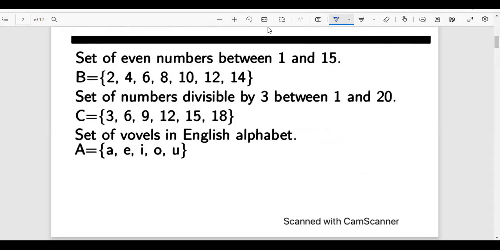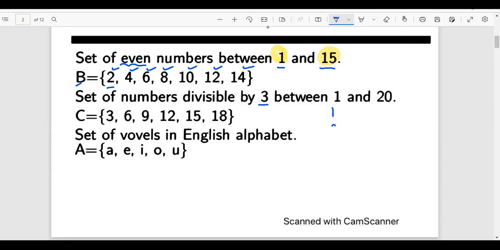Okay, so let's look at some examples of sets. Set of even numbers between 1 and 15. Now, yesterday Kabir was there in the class, so we studied what is an even number. An even number is a multiple of 2. Between 1 and 15, we would be having 2, 4, 6, 8, 10, 12, 14. Okay, so how many elements do we have in this set? 1, 2, 3, 4, 5, 6, 7.